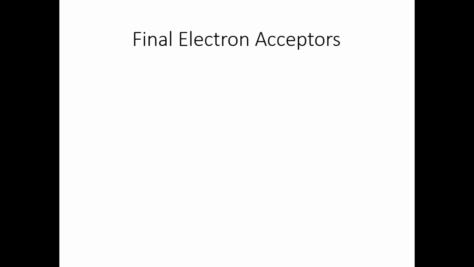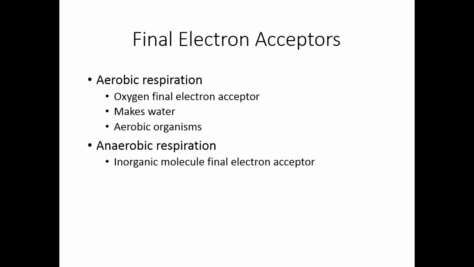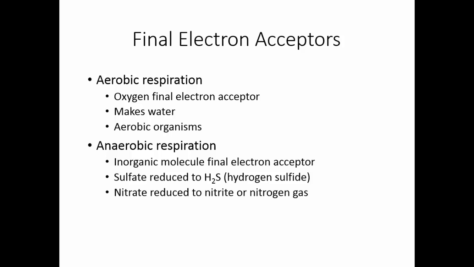Those final electron acceptors are going to vary depending upon the organism. Organisms that rely on aerobic respiration will have oxygen as their final electron acceptor. Because the electrons have been carried as hydrogen ions, we will make water, H2O. These organisms are said to be aerobic. In anaerobic respiration, there is an inorganic molecule that's the final electron acceptor. Something like sulfate is reduced to hydrogen sulfide. Nitrate may be reduced to nitrite or even to nitrogen gas. These organisms are known as anaerobic organisms.